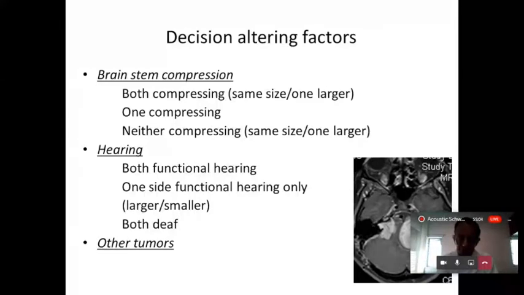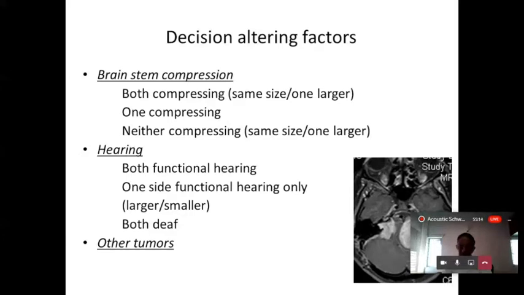So you could have a situation where both the tumors are compressing the brainstem, one being larger than the other, or both being of the same size. You could have a situation where one tumor alone is compressing the brainstem, the other one is small, or a situation where neither tumor is compressing the brainstem.